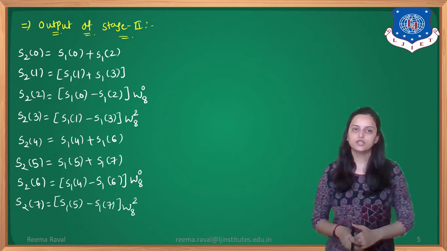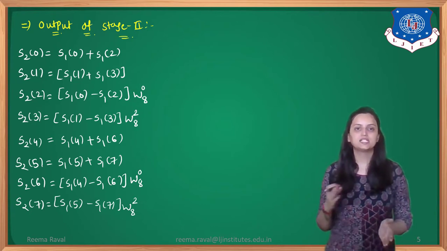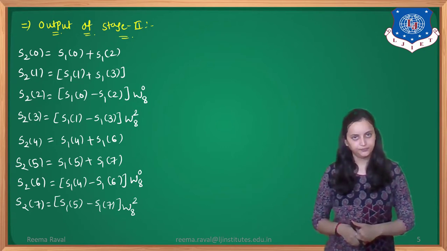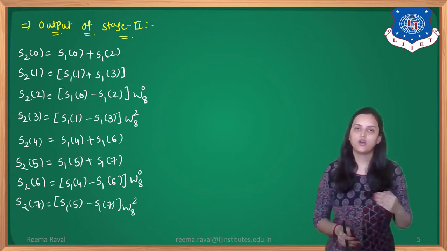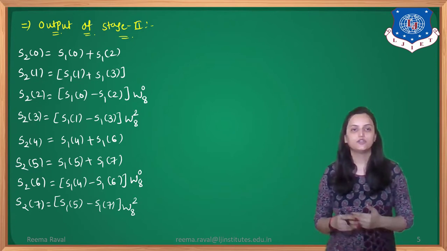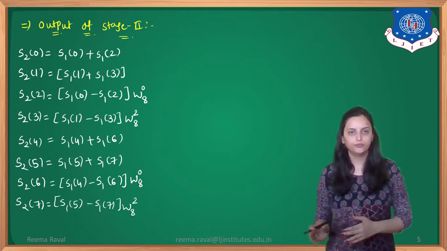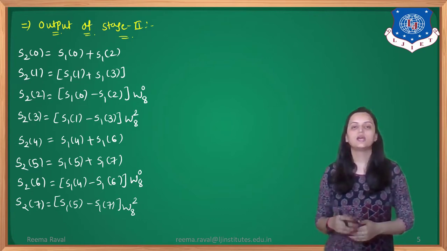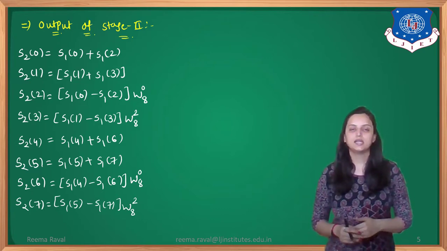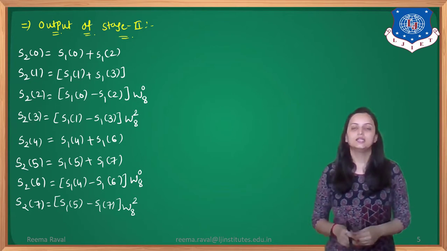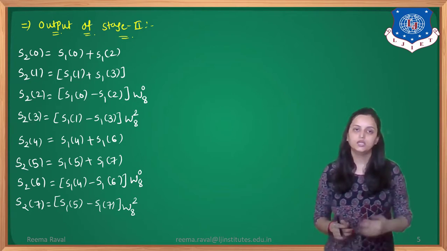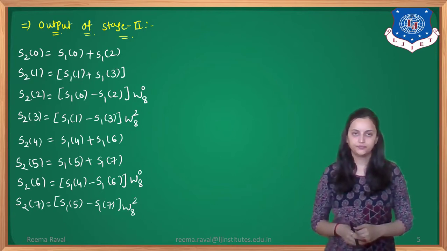s2 of 2 equals s1 of 0 minus s1 of 2 multiplied by w80. Next is s2 of 3, which equals s1 of 1 minus s1 of 3 into w82. Next is s2 of 4, which equals s1 of 4 plus s1 of 6. Next is s2 of 5, which equals s1 of 5 plus s1 of 7.